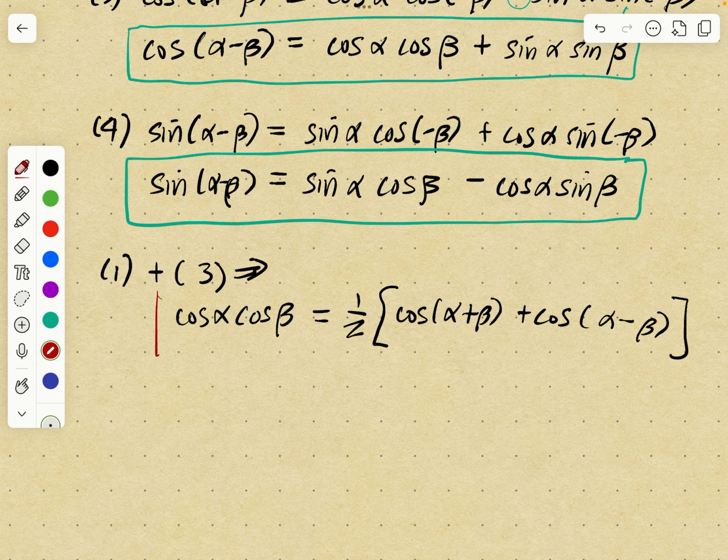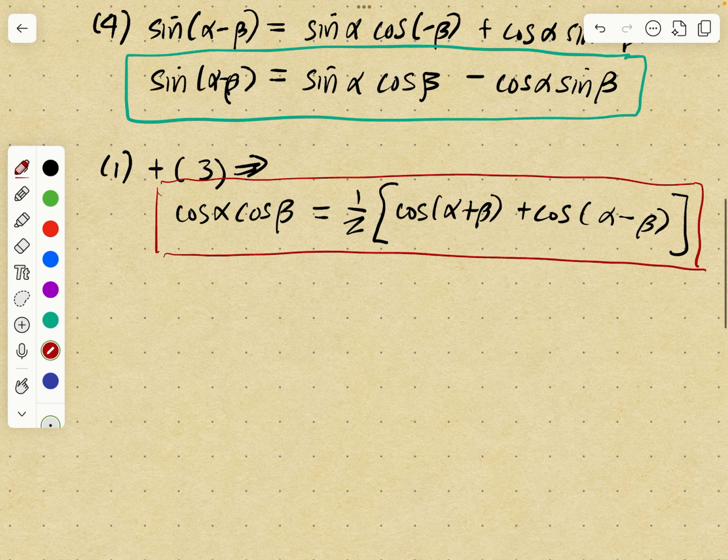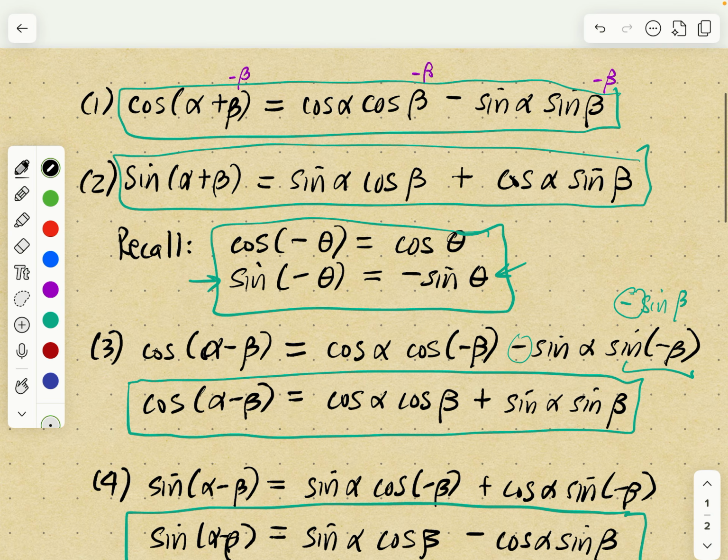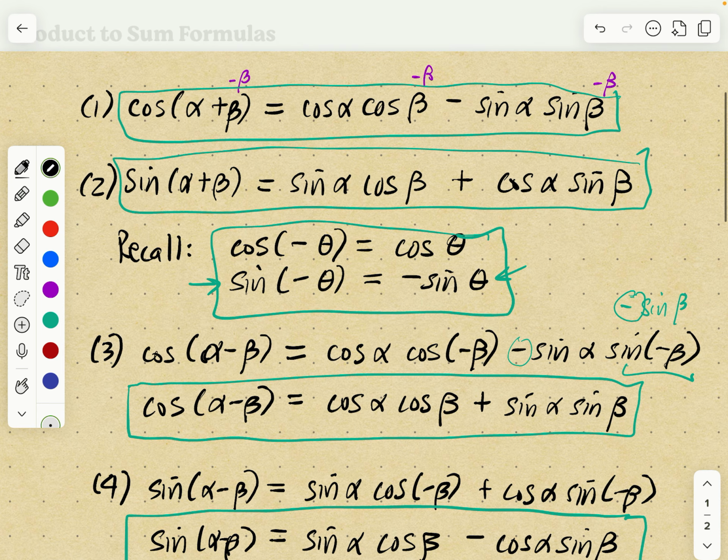Let's put that in a box in a different color. So that's a formula for the product, cosine alpha, cosine beta. And we can also get a formula for sine alpha, sine beta by doing, okay, what are we going to do? Let's see, where do we see sine alpha, sine beta? We see sine alpha, sine beta here, and we see sine alpha, sine beta there.